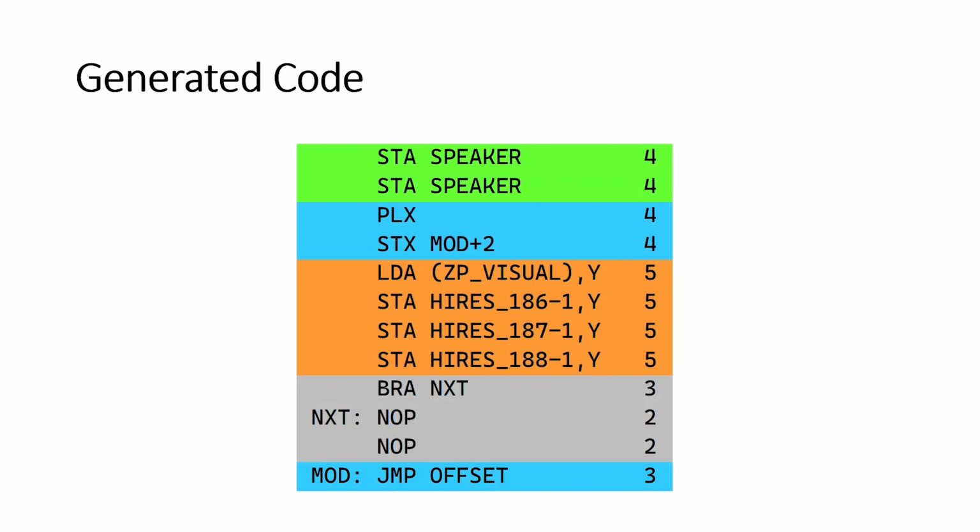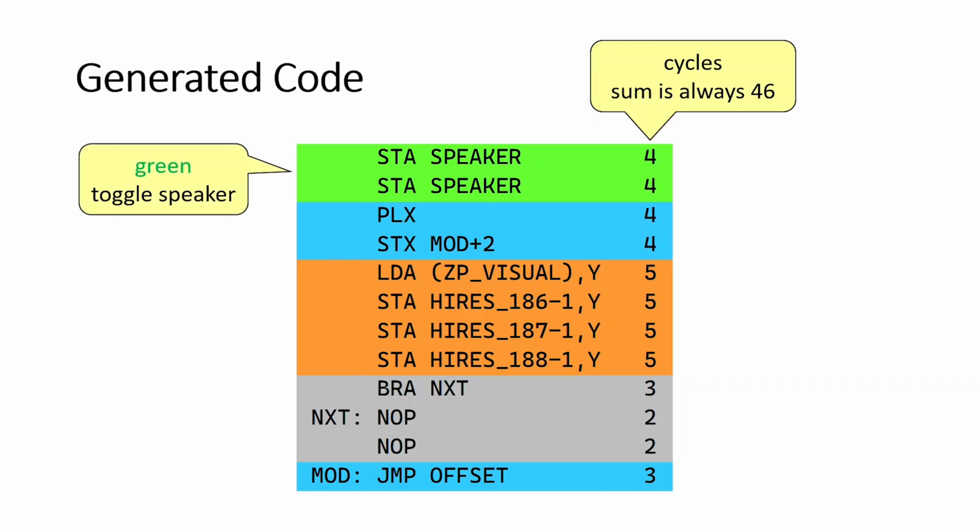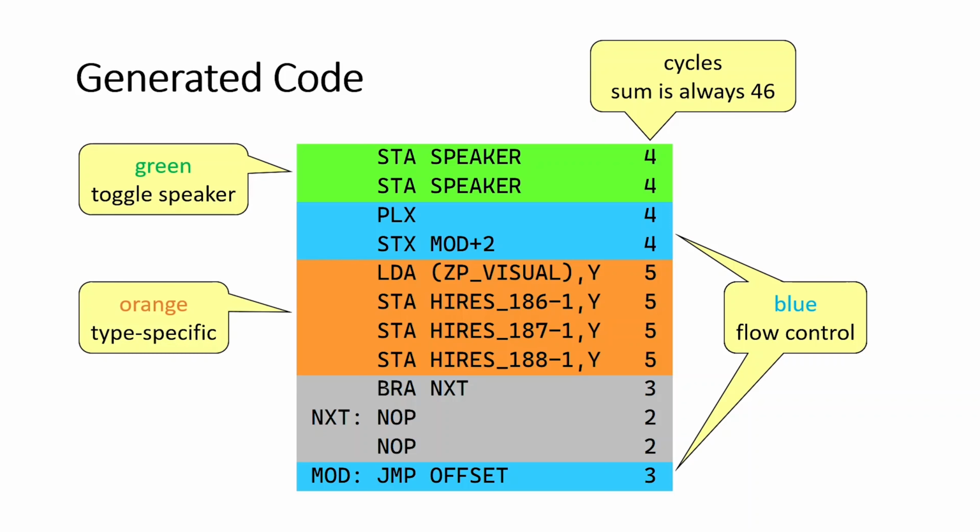Now let's look at the generated code. I've used colors to make it easier to follow. On the right-hand side, we have the cycles for each instruction. The sum is always 46. Top, we have the green stuff, which is for the speaker toggle. Then we have blue stuff. It's here the PLX to pull the X register from the stack, and then a store X to modify the jump instruction down below. The orange stuff is specific for this pulse generator type. It's sort of the business code of this pulse generator type.